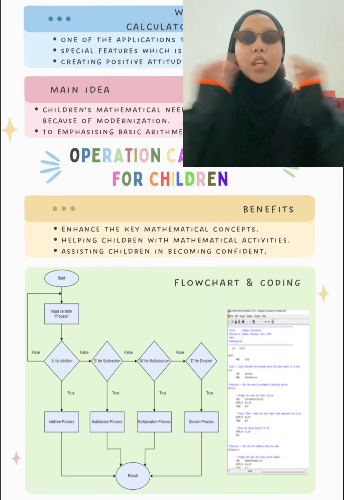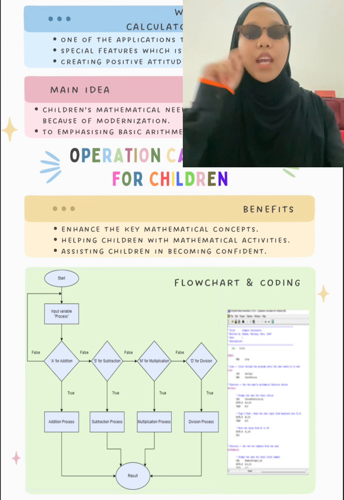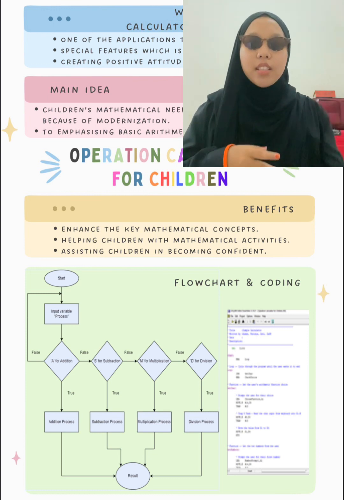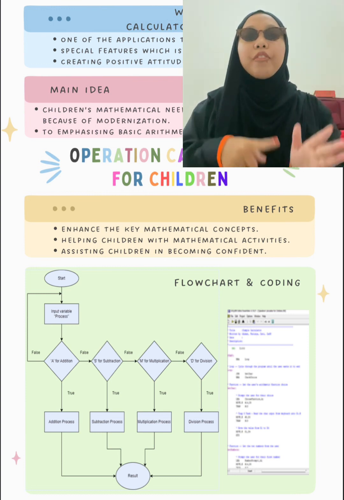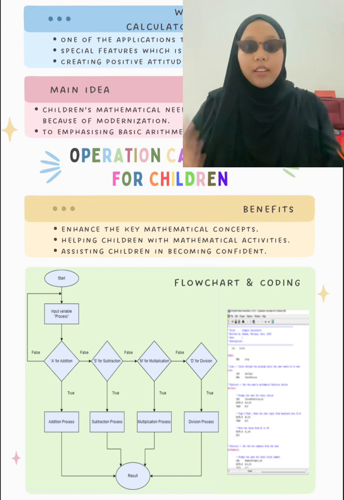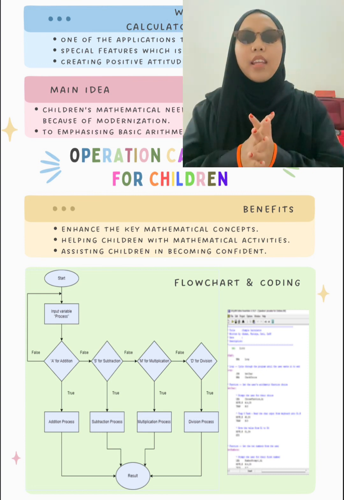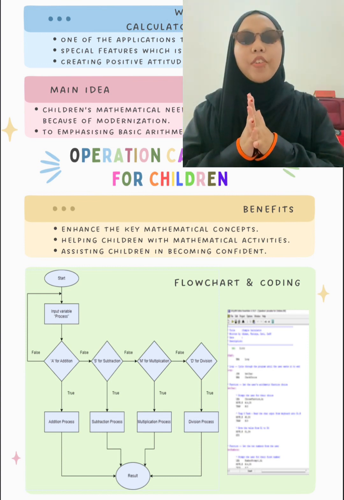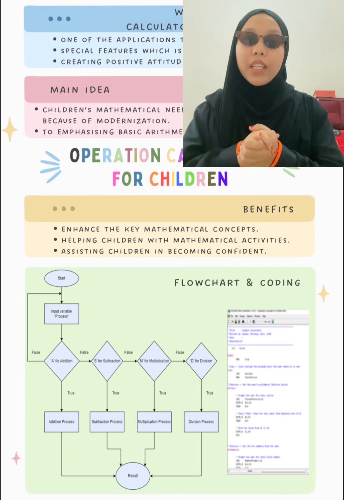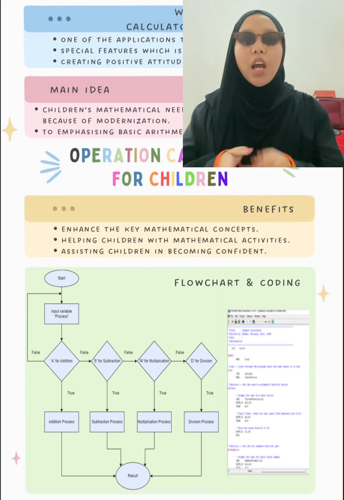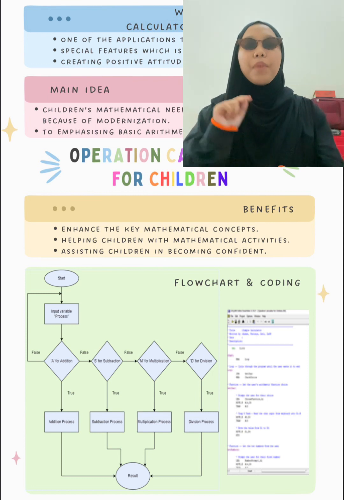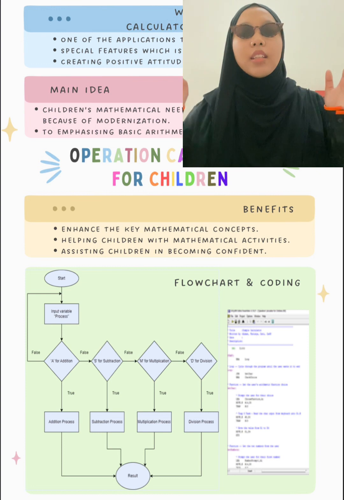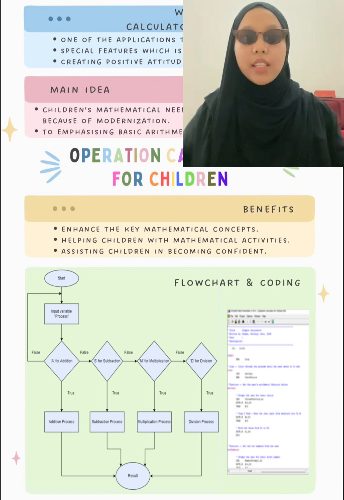After that, the screen will show the result, the answer of the addition process. For the subtraction process, it is the same as the addition process, but we need to press the alphabet S, and then we can enter any numbers that we want, and the screen will show the result. For multiplication, we need to press the alphabet M, and then we can put in any numbers, and the answer will appear on the screen.